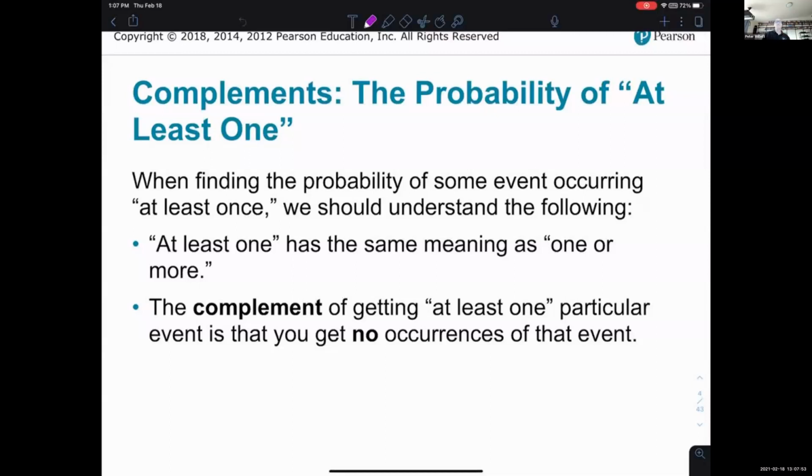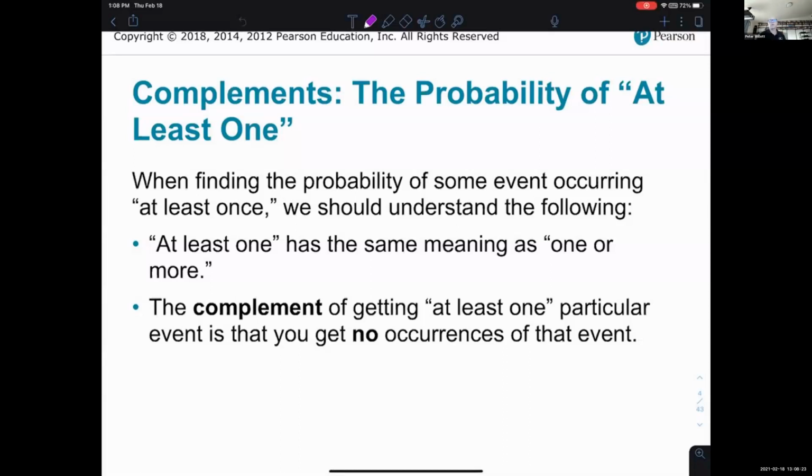Complements: the probability of at least one. When finding the probability of some event occurring at least once, we should understand the following. At least one has the same meaning as one or more. So at least one is 1, 2, 3, 4, 5. At the very least one, but could be more. So one or more.